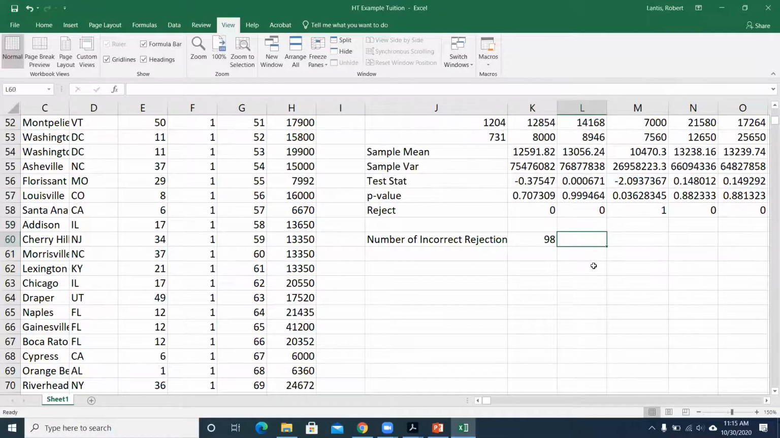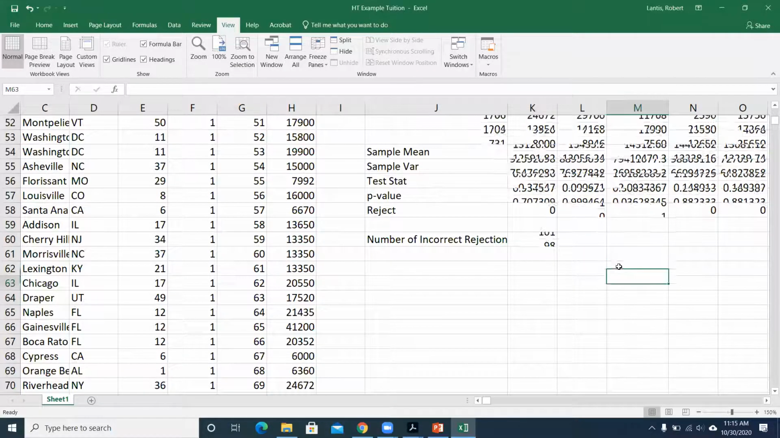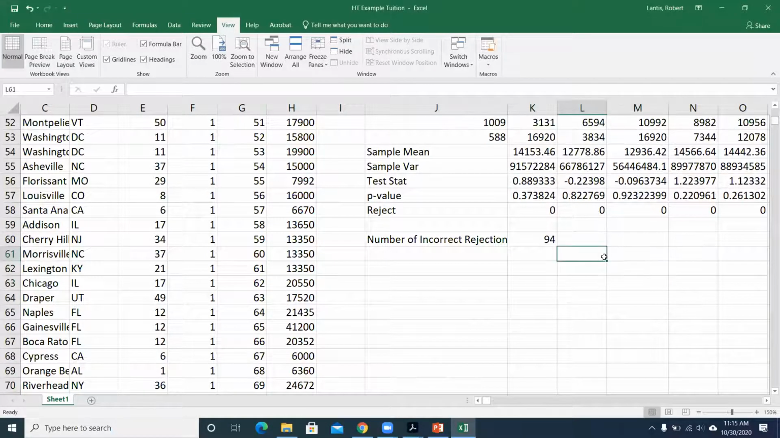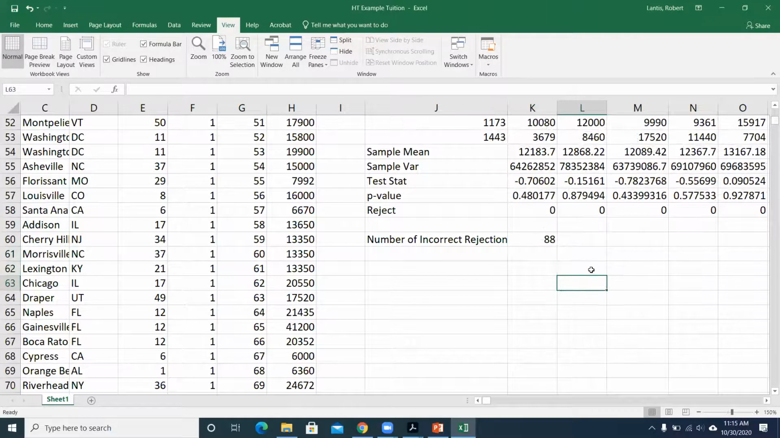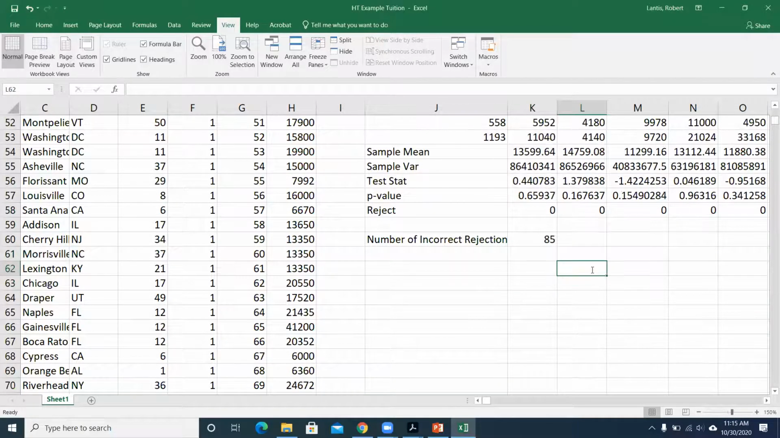So I can play around. It'll randomly generate new numbers every time I click on a cell and hit enter. So notice, this is floating right around 100. Sometimes it's a little bit above, sometimes it's a little bit under, right?